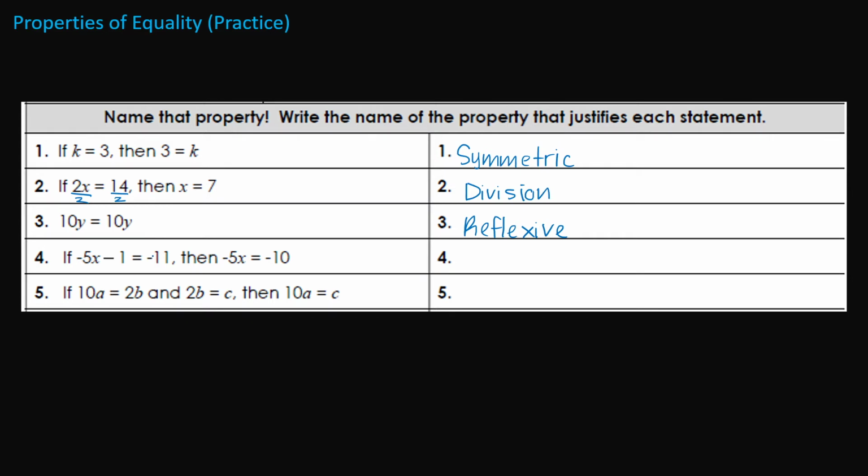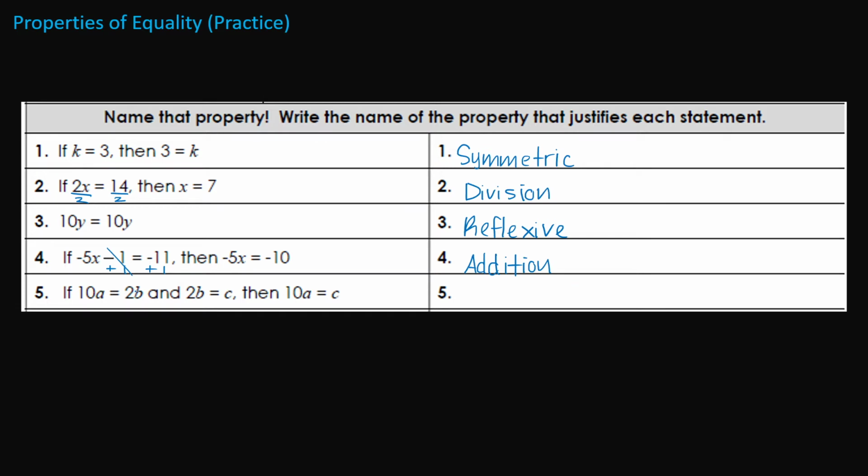Number 4, if negative 5x minus 1 equals negative 11, then negative 5x equals negative 10. Again, we need to see what changed between the if portion of our statement and the then portion of our statement. I'm seeing that the negative 1 was removed, which means it was added. We added 1 to both sides of the equation. This would be eliminated, and then negative 11 plus 1 does equal negative 10. So this demonstrates the addition property of equality. We added 1 to both sides.